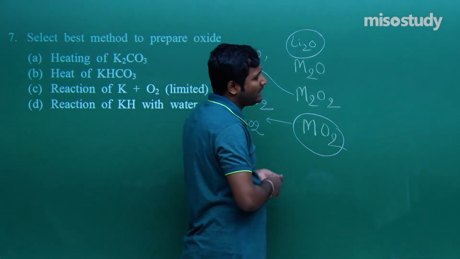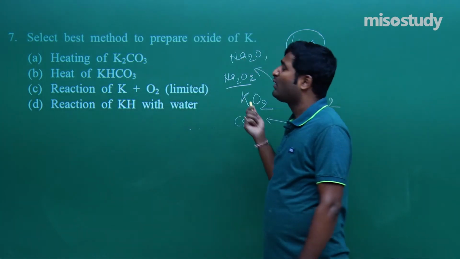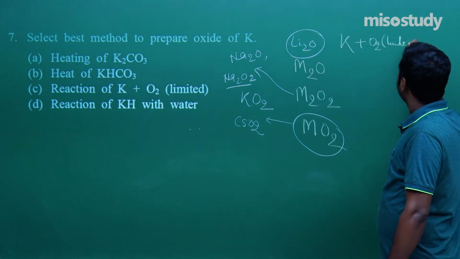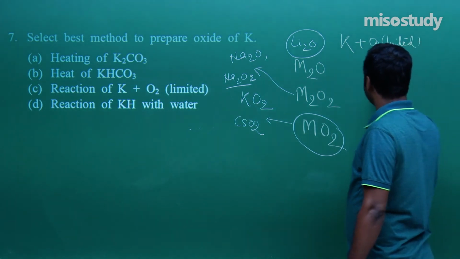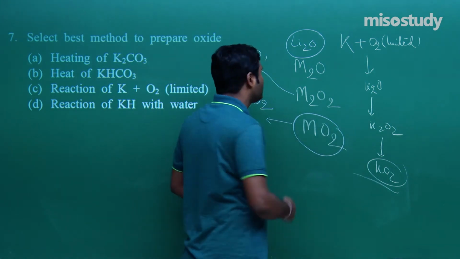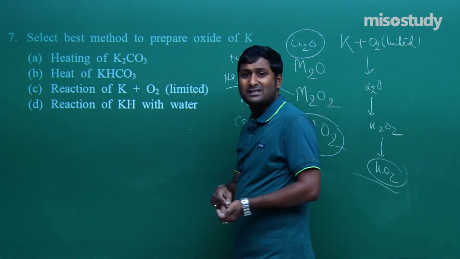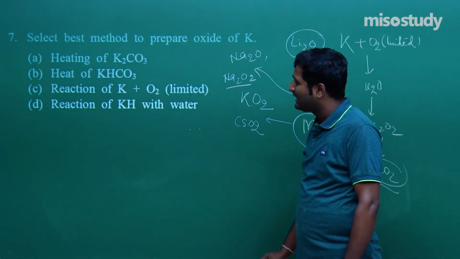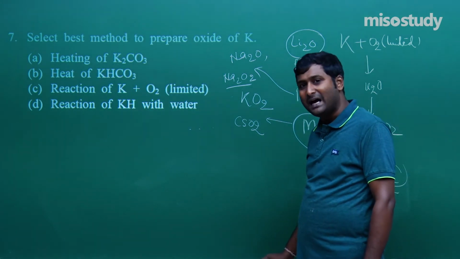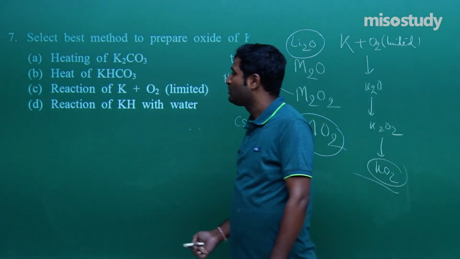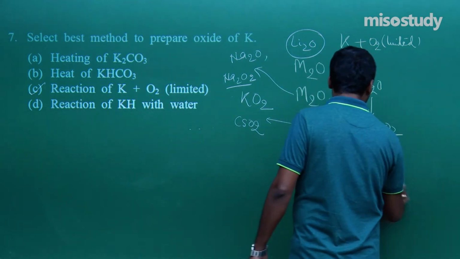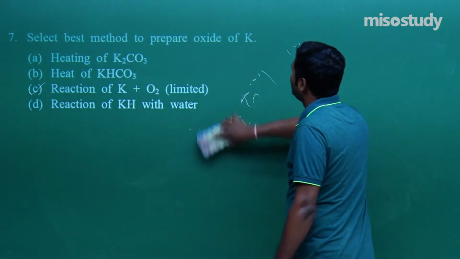So if you want to prepare the oxide of potassium, what is the best method? Potassium on treatment with limited oxygen easily gives first K2O, then gives K2O2, then gives the stable one, KO2. This is a superoxide. So in this case, what is the correct option? Sir, it's very simple. The correct option is the reaction of K plus limited O2, normal oxide, peroxide, and finally there comes superoxide. So C is the correct option. Clear to you, friend? Now I'm going to rub this part and we'll discuss the next section.